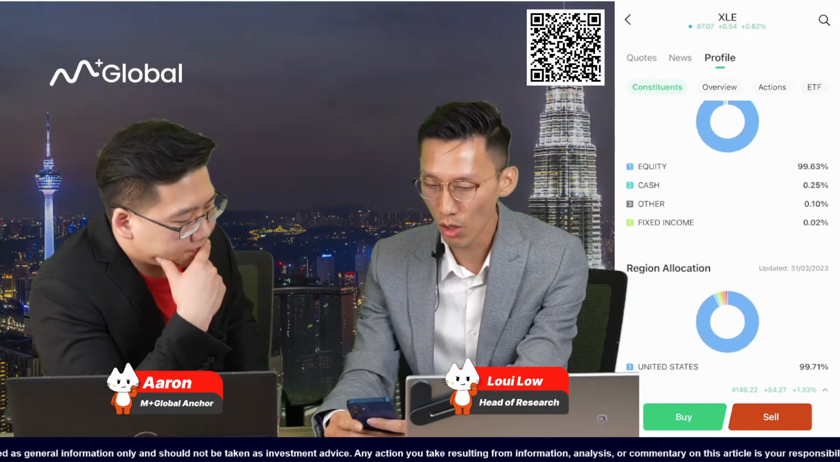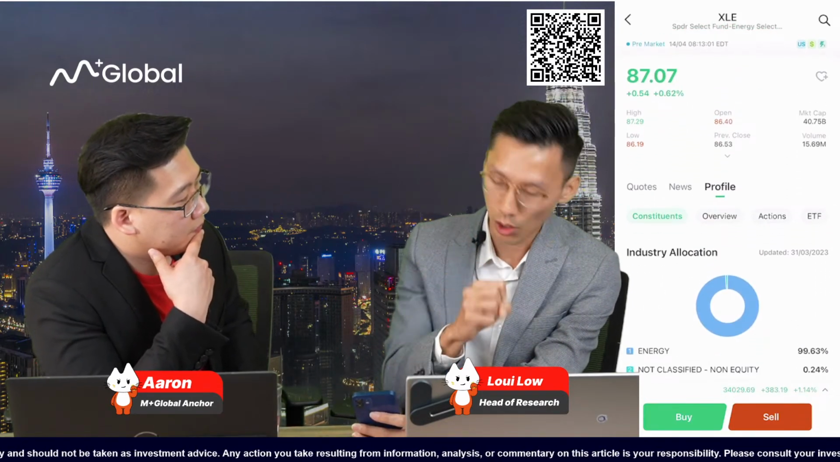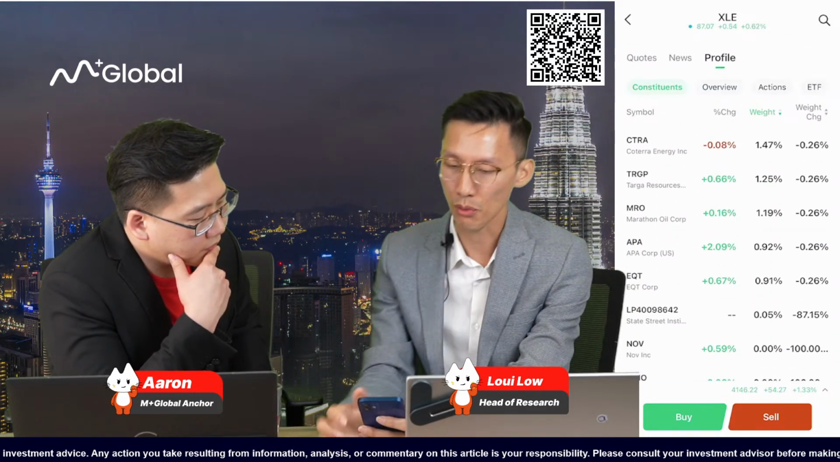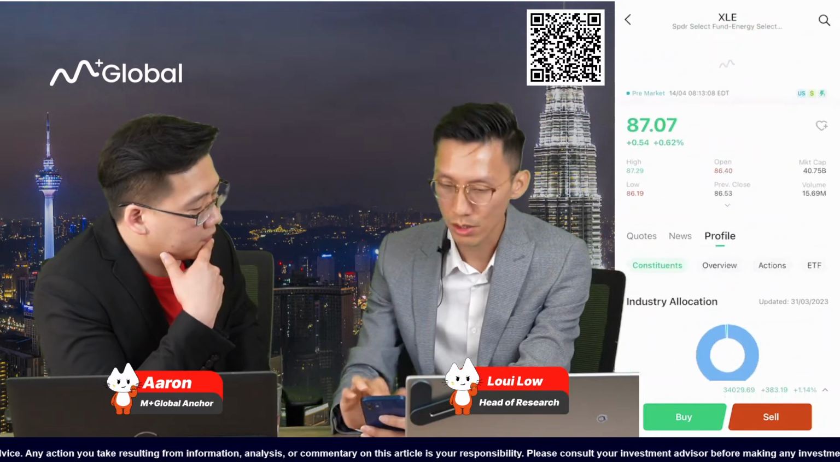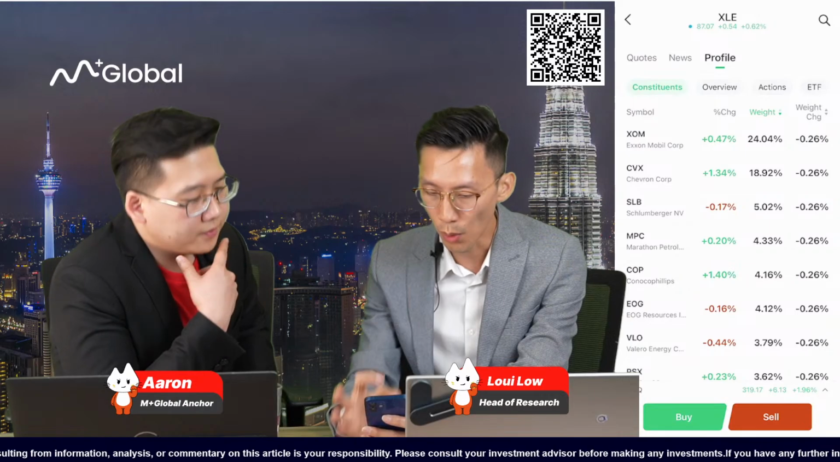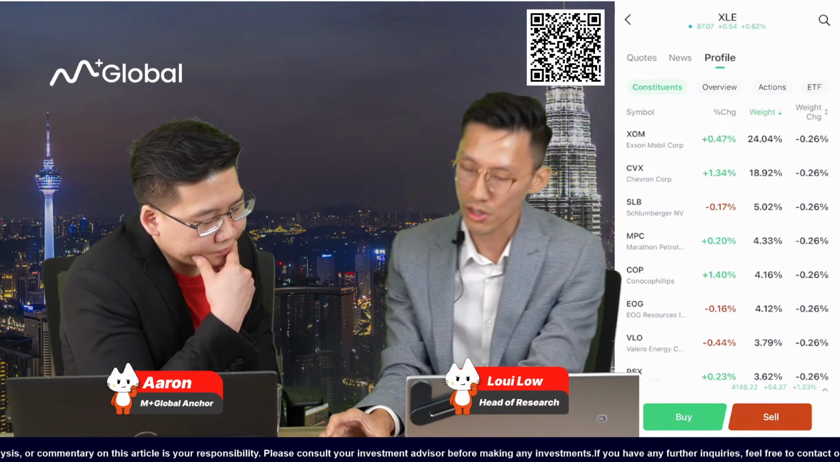Yes. So all these are related to energy, and most likely the oil and gas counters are in here. Maybe they could have some renewable energy, but the top 10 constituents are here. Okay, so we can actually check them out. Most likely they are oil refiners or oil producers and things like that.